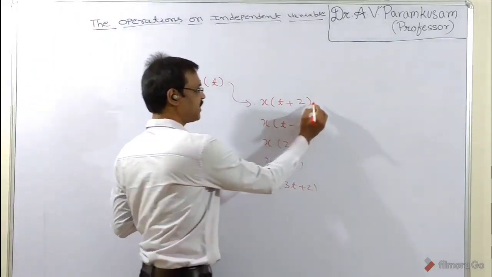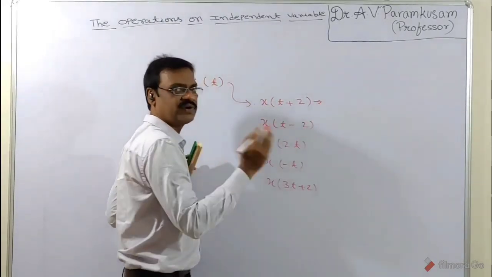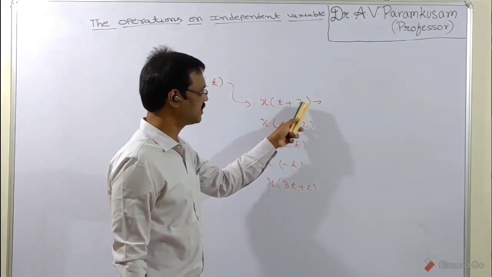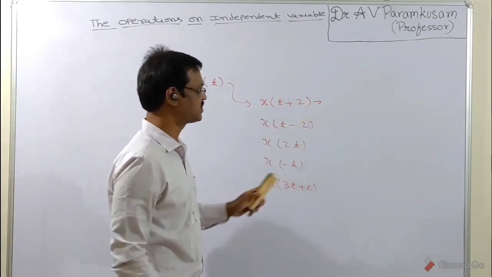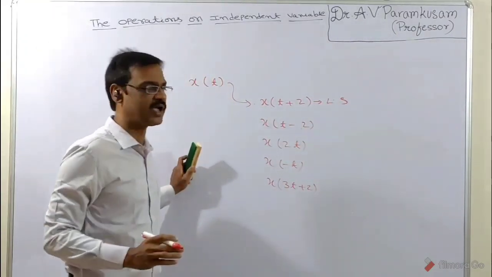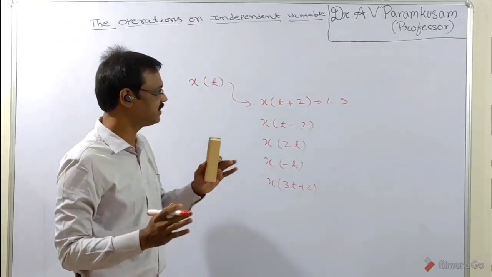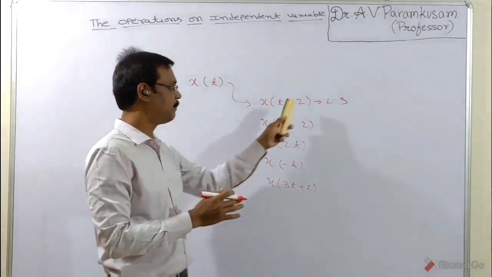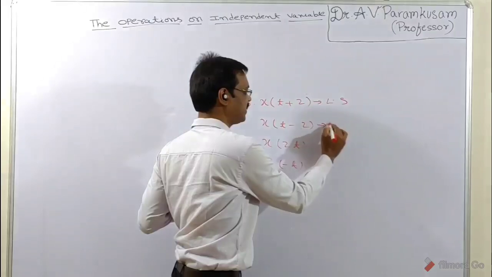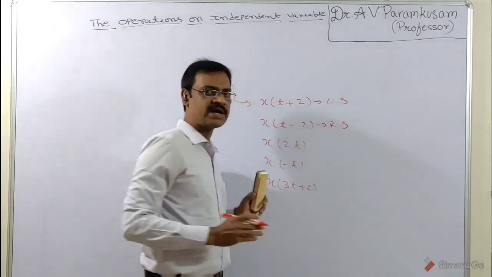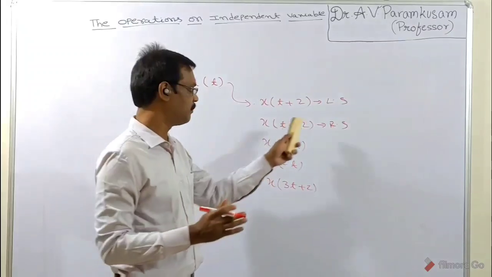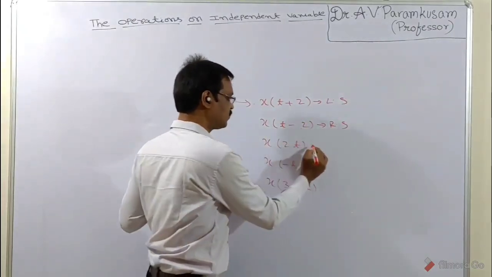See here, x of t plus 2 is nothing but right shifting. Sorry, it does not represent right shifting, it represents left shifting. X of t plus 2 can be obtained by shifting the x of t to the left side by 2. Similarly, x of t minus 2 represents right shifting. The x of t minus 2 can be obtained by shifting the x of t to the right side by 2.